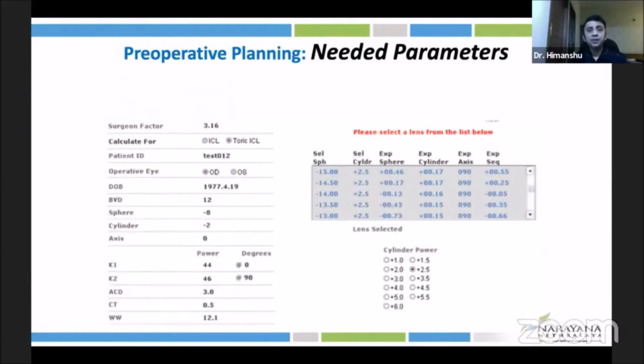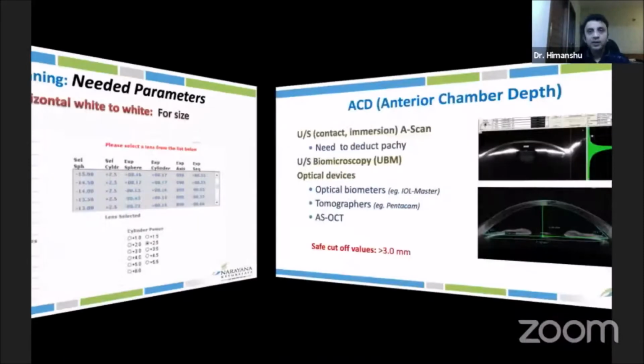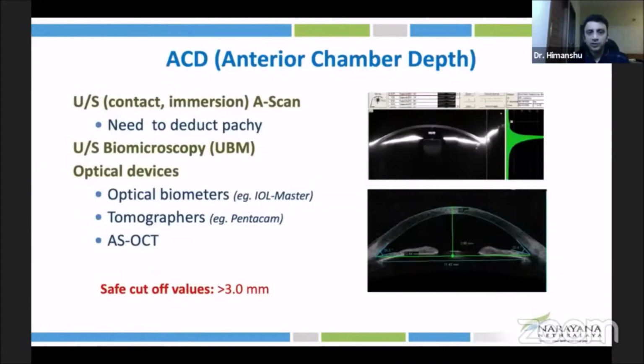The parameters required for phakic IOL sizing, the most important parameters are AC depth and horizontal white to white. Now, anterior chamber depth can be measured using different devices, from contact devices like ultrasound A-scan or UBM, or optical devices like optical biometers, or tomographers such as Pentacam. We prefer to measure it from the endothelium to the anterior surface. You can also use anterior segment OCT, but Pentacam does work very well.